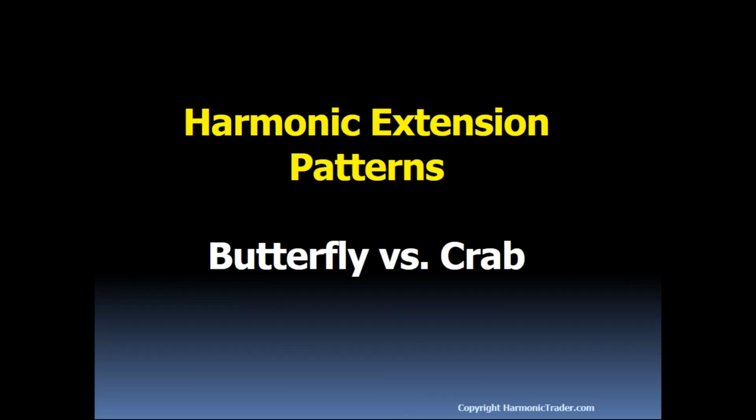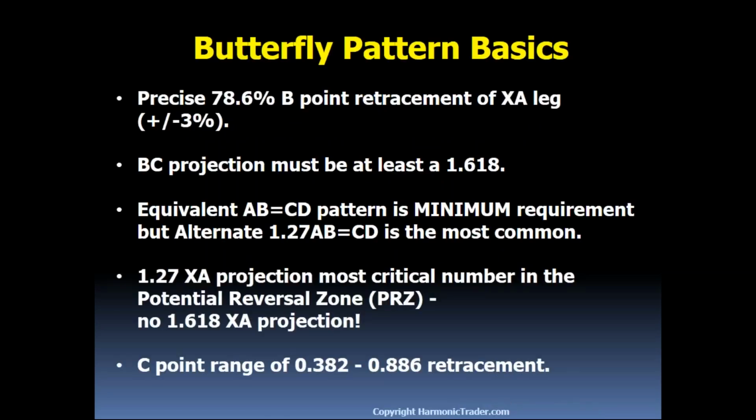So let's look at now harmonic extension patterns. We typically look at butterfly versus crab structures. Now the butterfly, it's like the Gartley. The butterfly has a very strict B point, but in this case it's at a 786. We still use the plus minus 3% tolerance limit. But in this case, the butterfly, even though it's tight, its BC projection must be at a 1618.